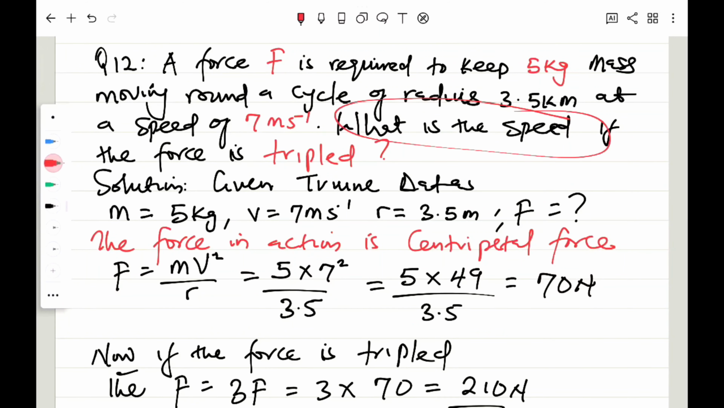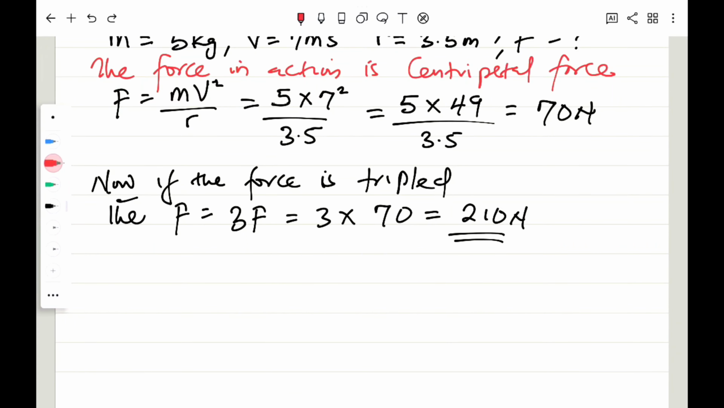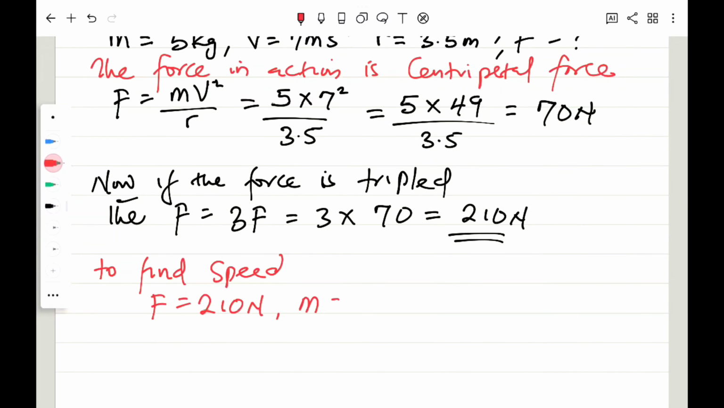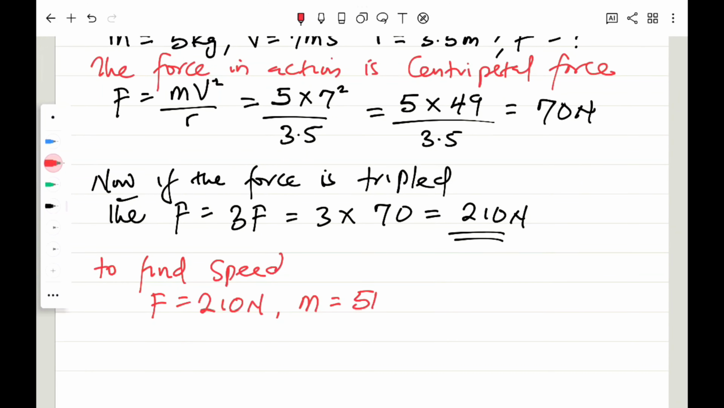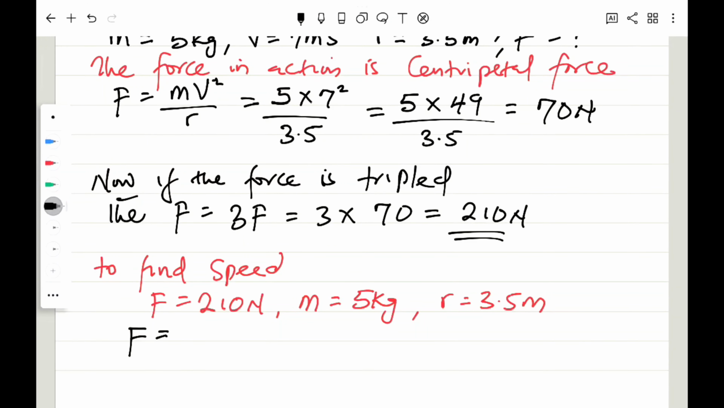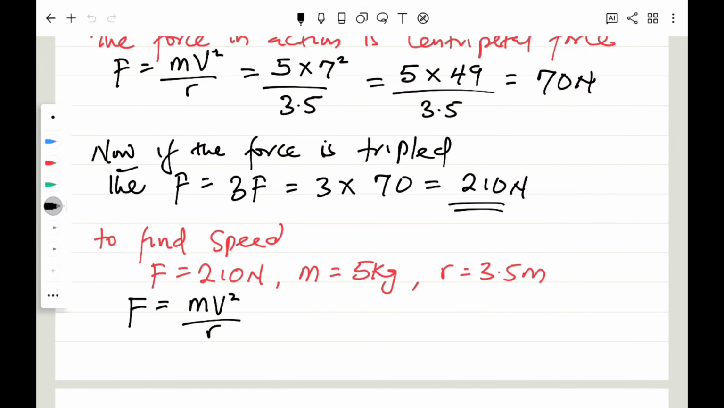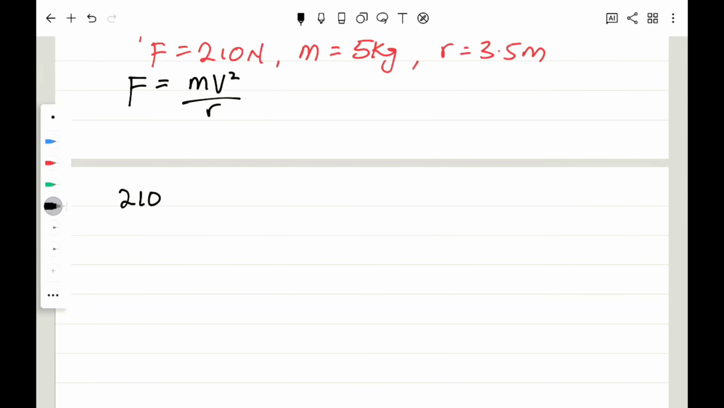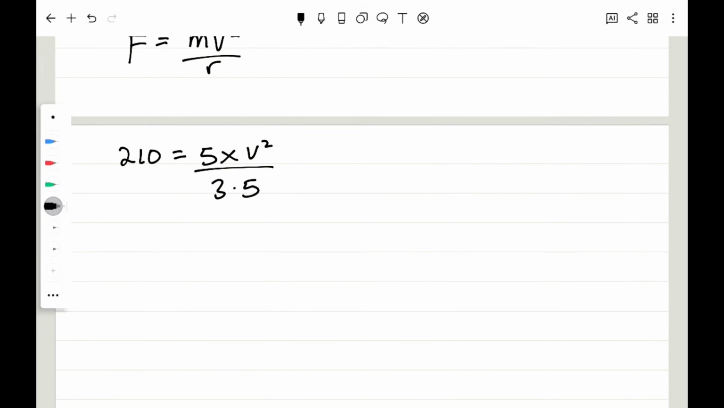So what is the speed if the force is tripled? We've not calculated for speed yet. We're going to do that now. So to find speed, which is velocity, okay? So F is equal to 210 Newton. Our mass is the same, 5 kilogram. Our radius is the same, 3.5 meters. Then our V is unknown. So F is equal to mv squared divided by r. By substitution, our F is 210 is equal to 5 multiplied by V squared over 3.5.